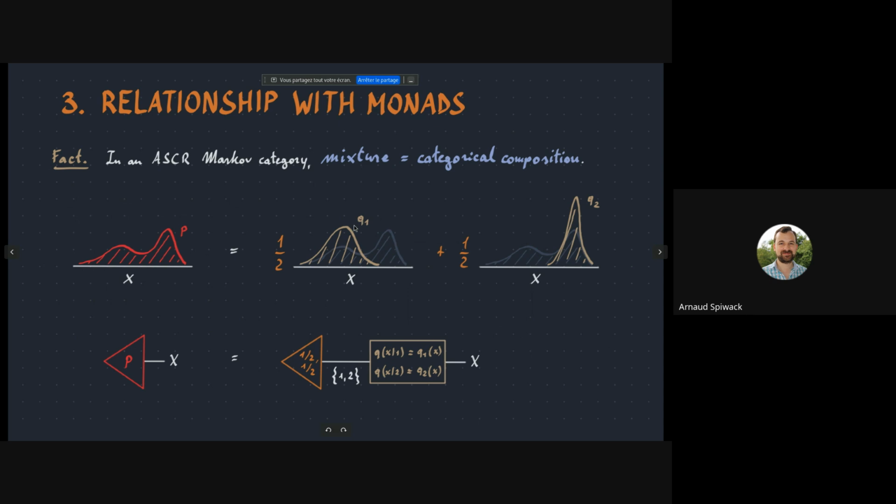You see, Q1 is a probability measure, Q2 is a probability measure, Q of something is a Markov kernel. It takes 1 or 2 and gives you a probability measure. So it's a morphism of my category. So saying that P is this convex combination is the same thing as saying that P is this categorical composition. So this is how you do convex combinations using Markov categories. You just compose morphisms.